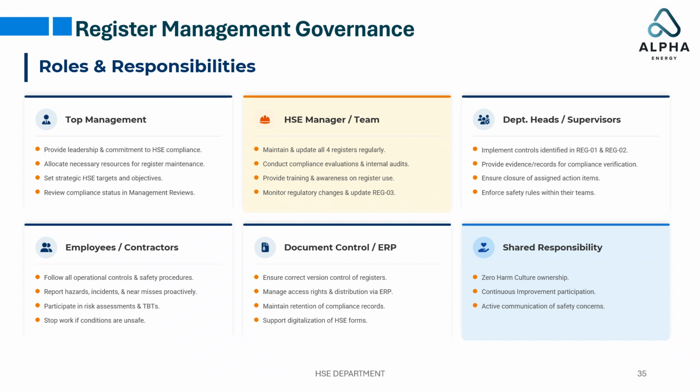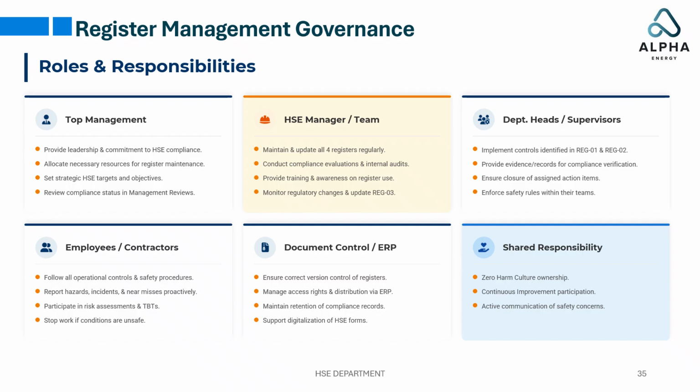Department heads and supervisors play a key role in implementing controls identified in the Risk and Opportunity Register, Reg 01, and the Environmental Impact Aspect Register, Reg 02. They also ensure that required evidence and documentation are available for compliance verification and that safety rules and operational controls are enforced within their teams.